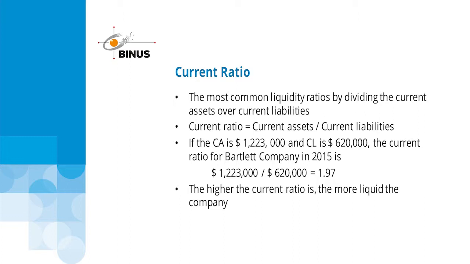If we know the current assets are $1,223,000 and the current liabilities are $620,000, the current ratio will be $1,223 divided by $620, so we will get 1.97. The higher the current ratio is, the more liquid the company is.